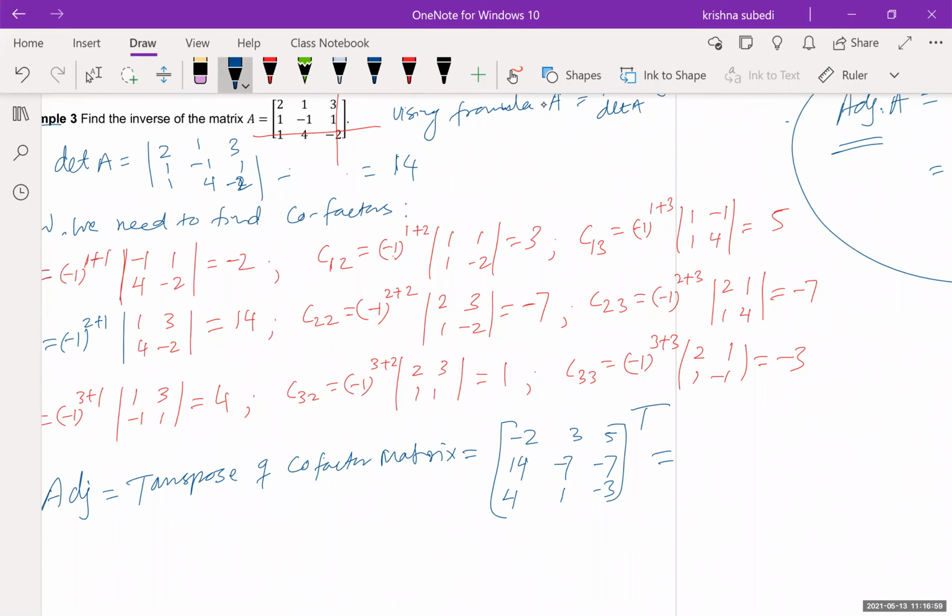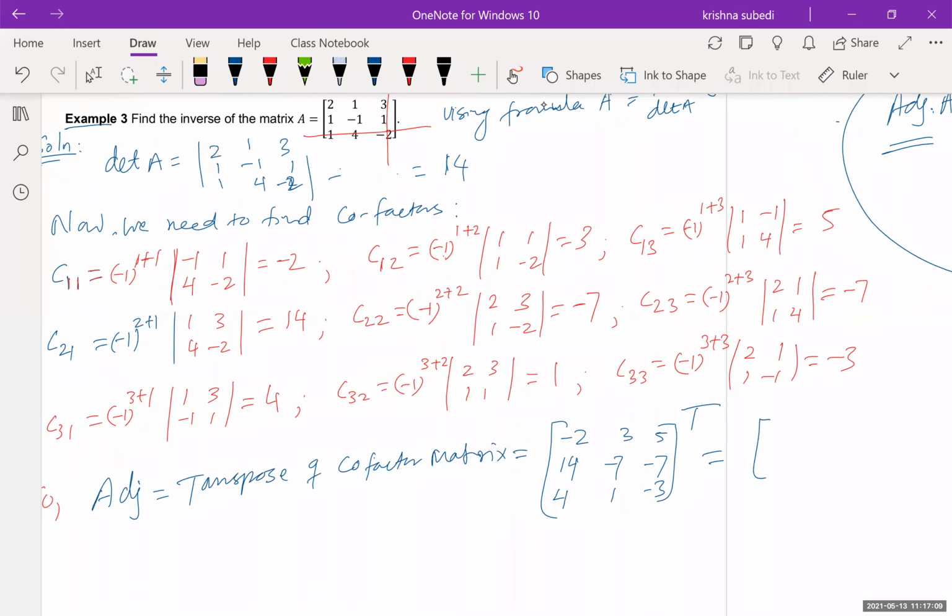So if you transpose, the vertical will change into horizontal. In other words, the rows will change into columns, and columns will change into rows. So that means your adjoint of A, I forgot to write A here, adjoint of A equals, so that's going to be -2, 3, 5, 14, -7, -7, and 4, 1, -3. Okay, if we transpose it, that's what we're going to get. Do you have any questions so far?